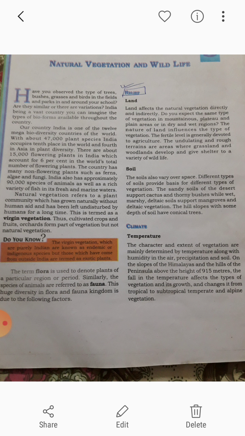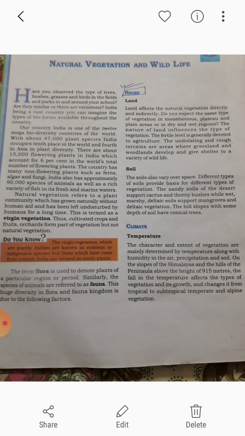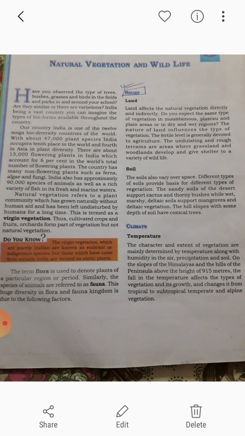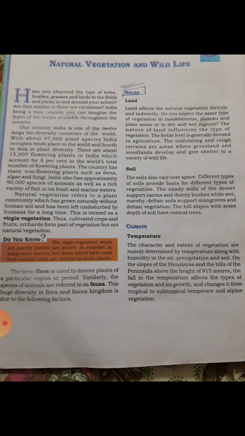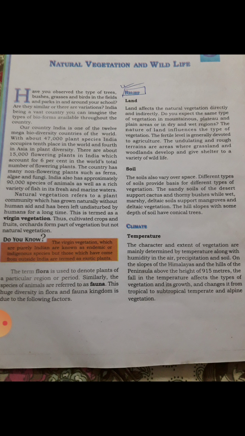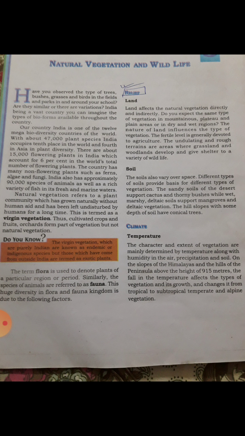Clear, children? So here, what do you know as virgin vegetation? Virgin vegetation means natural vegetation or the plant community which grows naturally without any human interference, without any human touch. Clear? And which has not been disturbed by humans for a long time. That is known as virgin vegetation. Clear? Now, cultivated crops and fruit orchards form part of vegetation but not the natural vegetation.